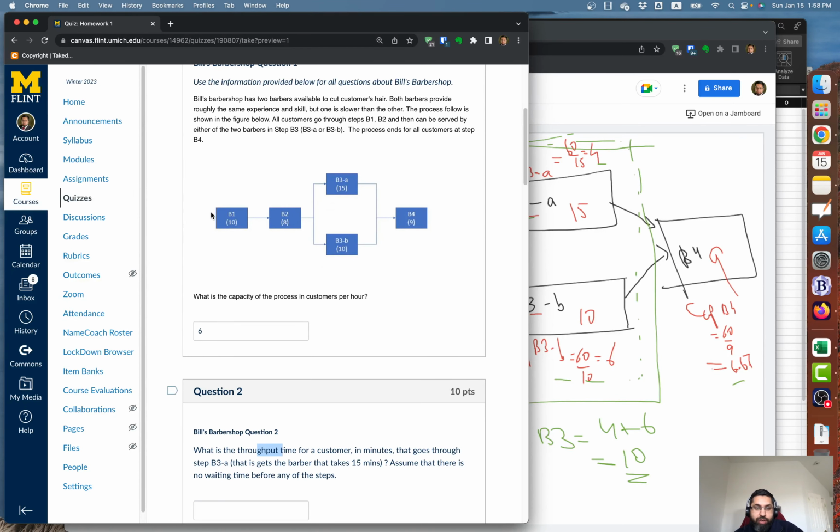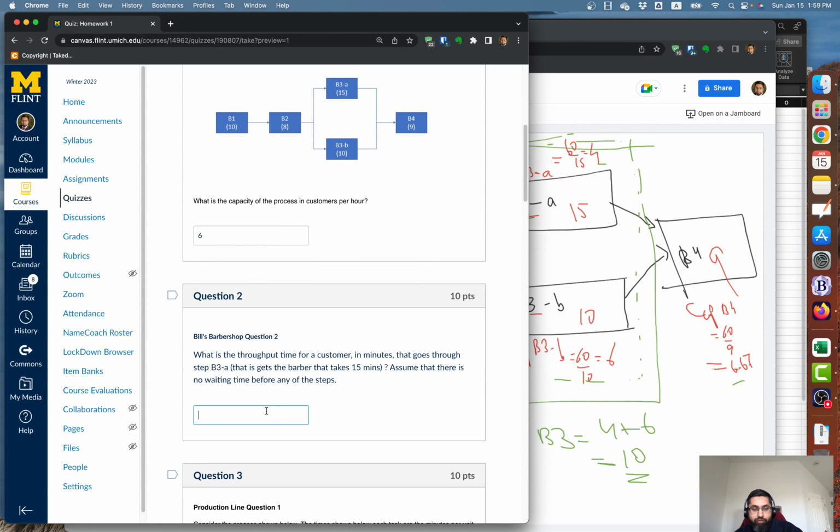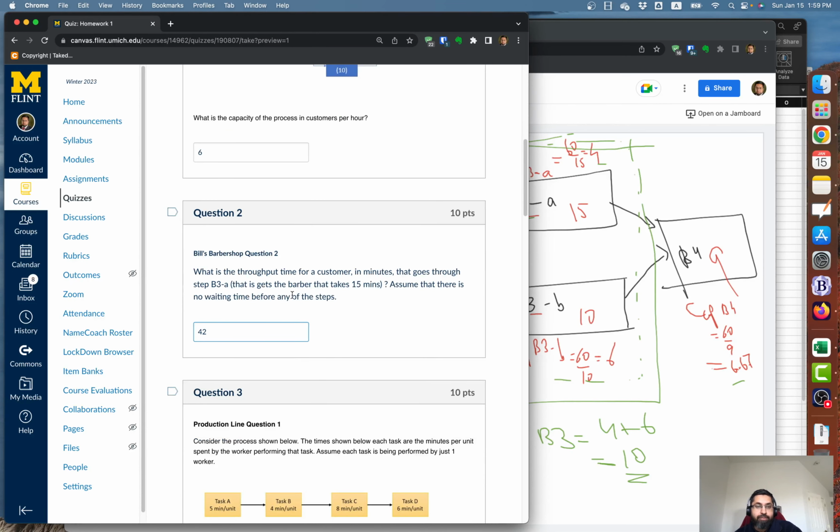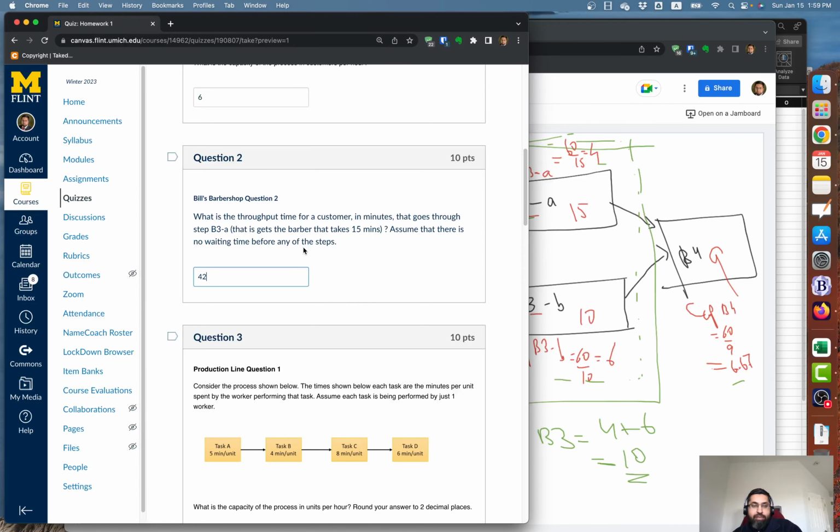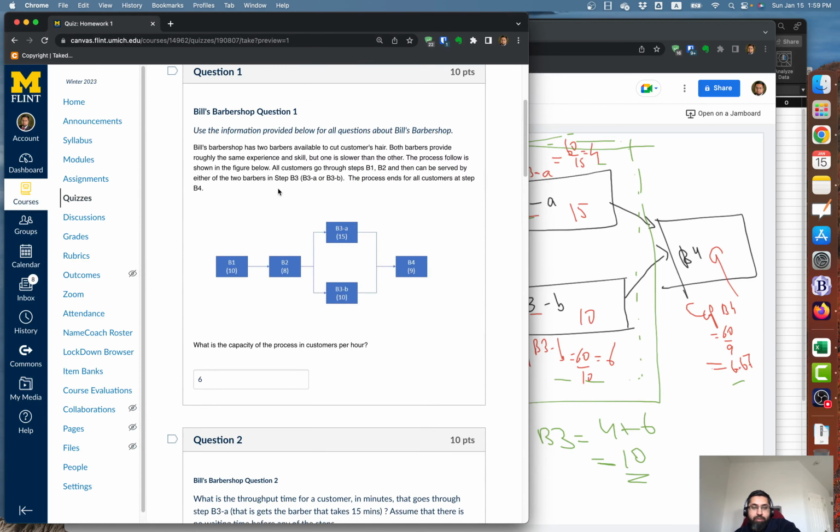So the customer who enters here takes 10 minutes to go through B1, so we have 10. Then they take 8 minutes to go through B2, so we have 18. Then we know they go through barber A, so we add 15 here. So 18 plus 15 is going to give you 33. And then they go through B4, and that's going to be 9. Right, so 33 plus 9 is going to be 42. So 42 minutes. Okay. And that's it for the Bill's barbershop scenario.